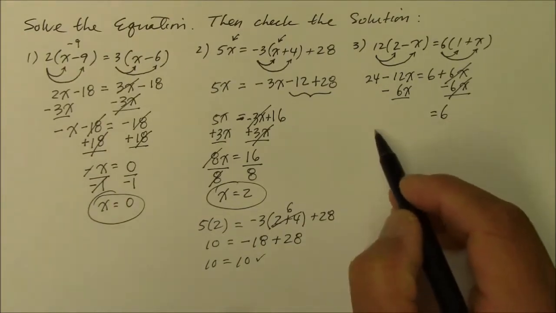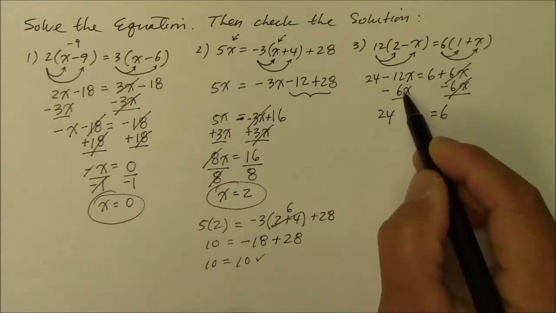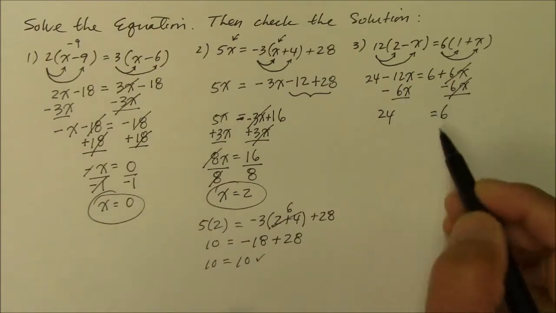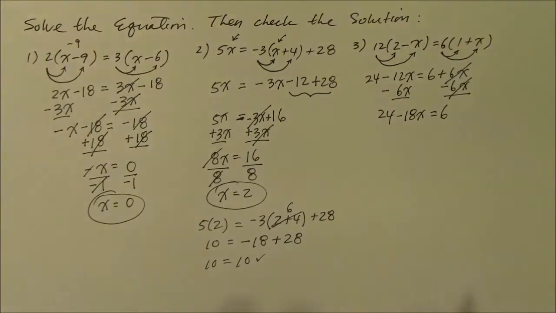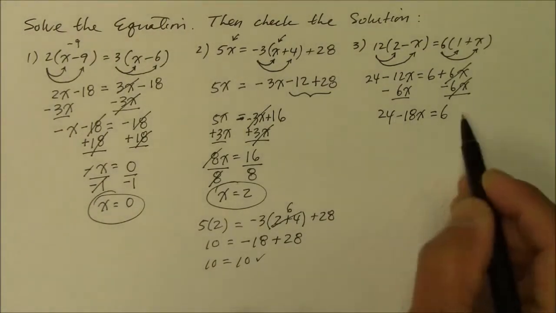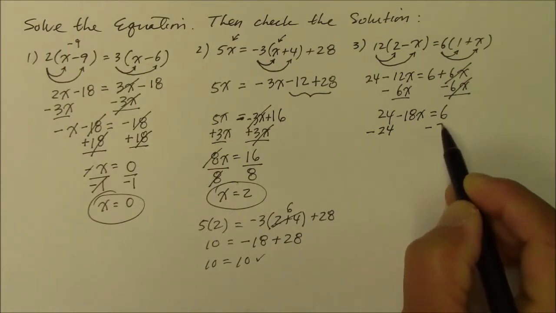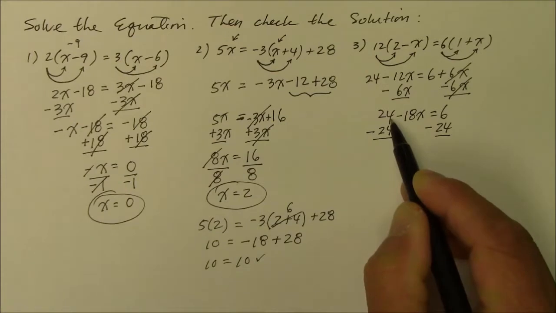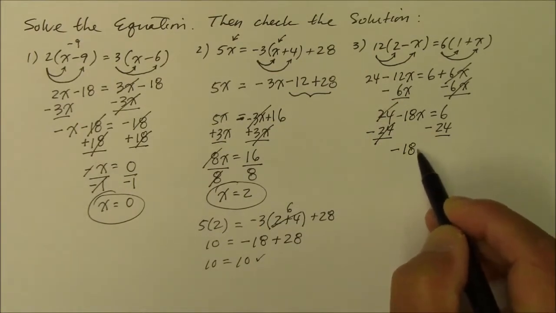On the left side, I have 24, negative 12, and negative 6. I take out $12, take out $6. Your bank balance is now negative 18x. Now I'm going to move that 24 away from the x term by doing the opposite, which is minus 24 to both sides. So 24 minus 24, 0. All that remains is negative 18x on the left.